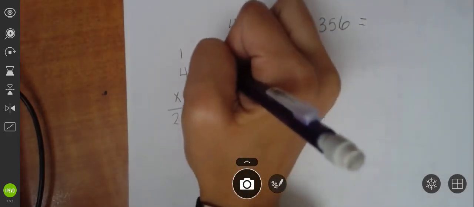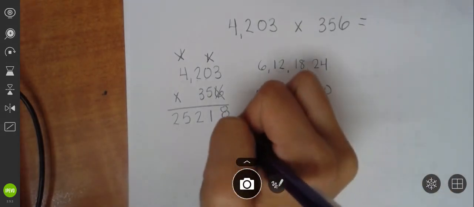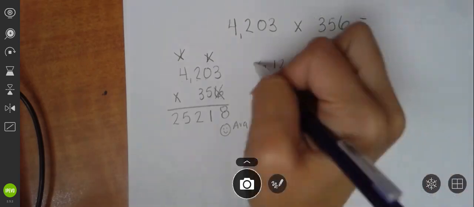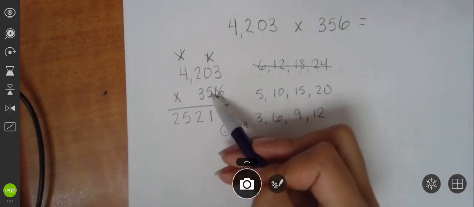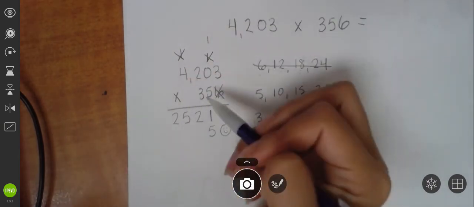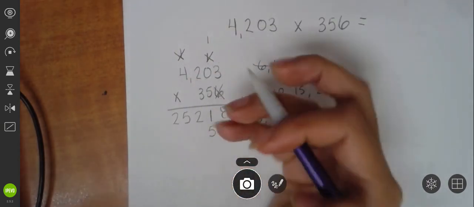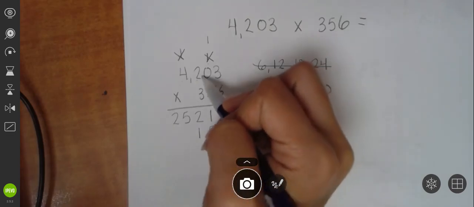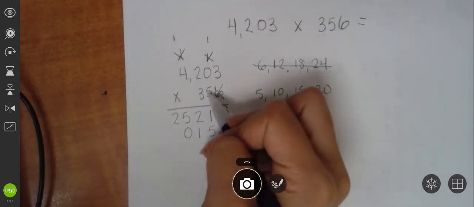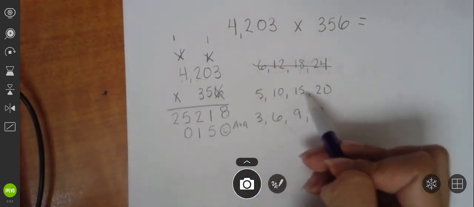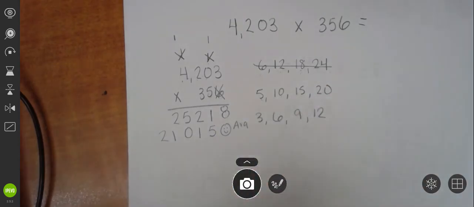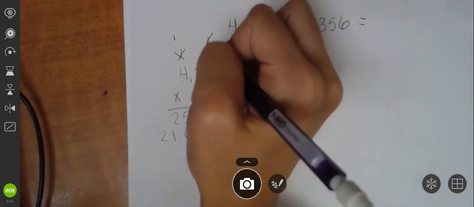Done with the 6. I need to put a 0 placeholder. And we're moving on to the 5. Again, 5 times 3, 15, carry my 1. 5 times 0 is 0, plus 1 is 1. 5 times 2 is 10. 0, carry a 1. 5 times 4 is 20, plus 1, 21. Done with the 5.